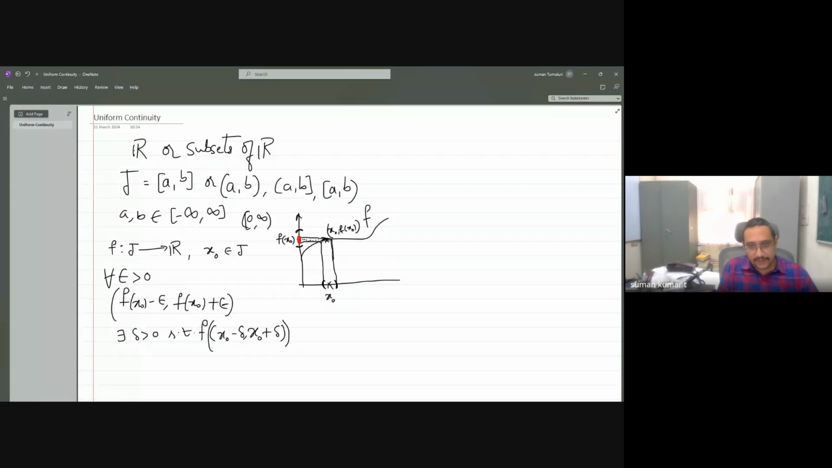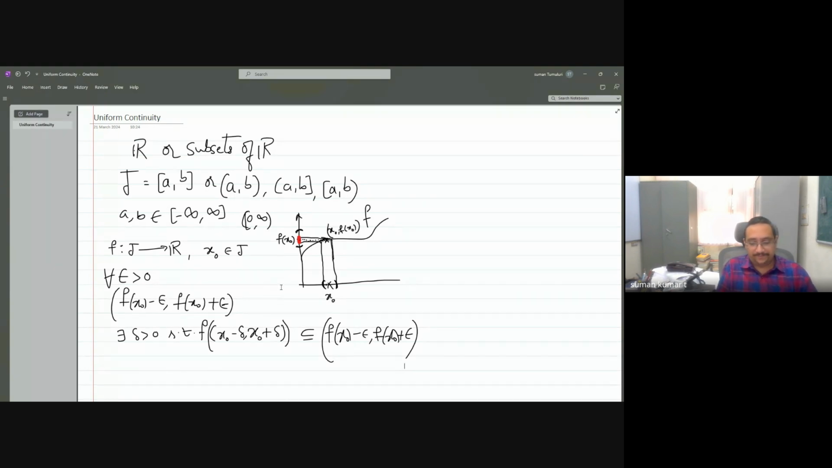Okay. You take any point in this interval and you look at f acting on that point, that is somewhere here. That means it is in this red portion. And you observe that this red portion is completely inside this interval, f of x naught minus epsilon to f of x naught plus epsilon. Okay. So if such a thing happens, then you can say that f is a continuous function.